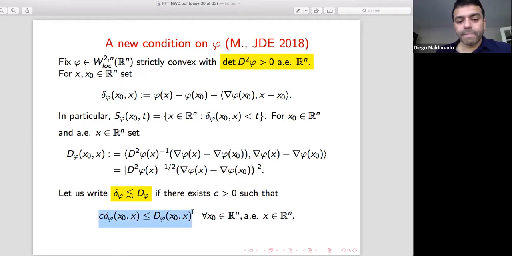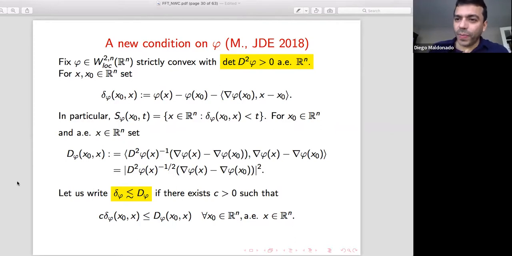See them? And this happens for every x0 and for almost every x. The difference here is that we use it for almost every x, because we're using the Hessian inverse here, and that exists for almost every x, because that was the assumption here. Not every x, just almost every x. All right. The claim is that this is the property we want now.